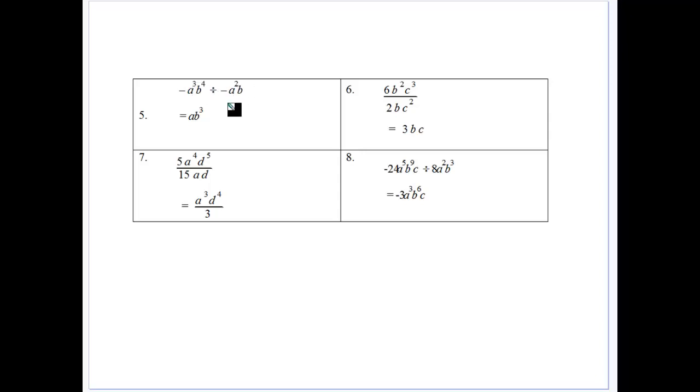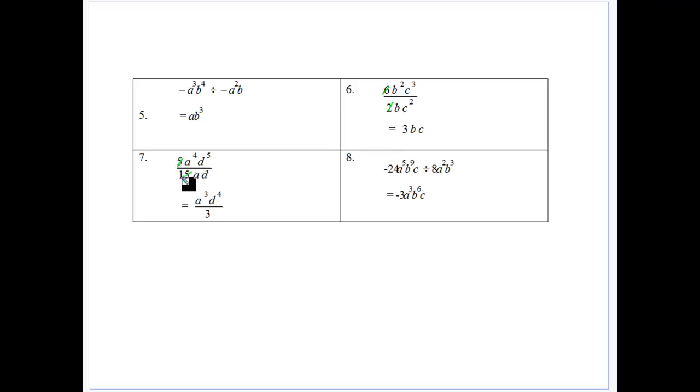a cubed divided by a squared gives us a to the power of 1. b to the power of 4 divided by b is b cubed. If we want to write our division, we can write it in those terms and do our division. The 6 and the 2 cancel to give us 3. b squared divided by b is b. c cubed divided by c is c. So that's all fine. We make sure we do it correctly.